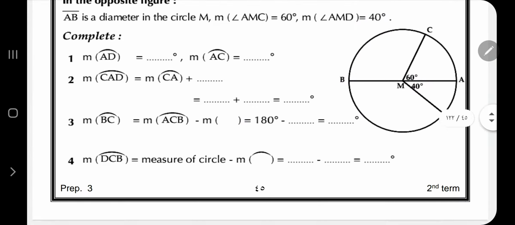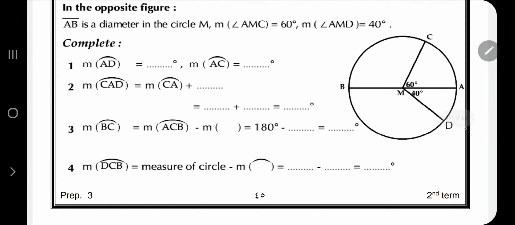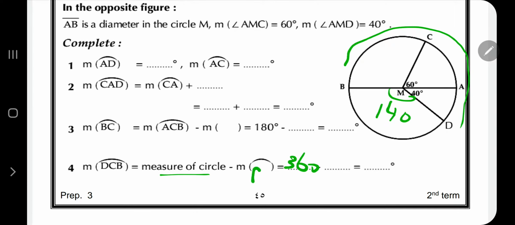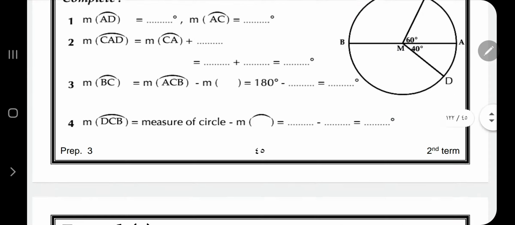DCB. As you know, AMB is a straight angle of measure 180, so this angle will be 140. So the measure of arc DCB equals the measure of the circle, which is 360, minus the measure of arc BD, which equals 140. So it will be 220.